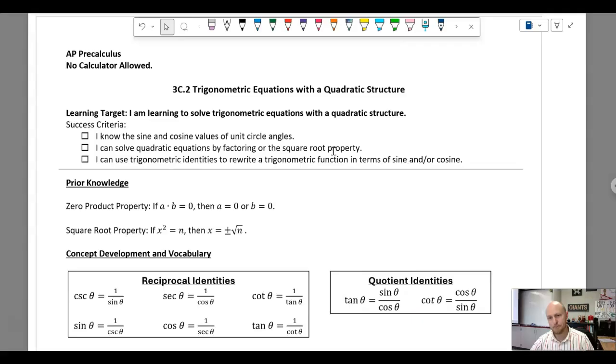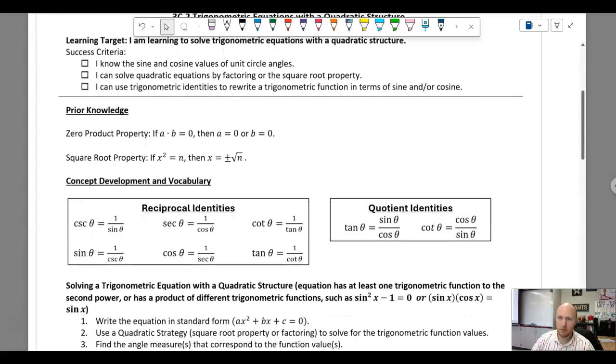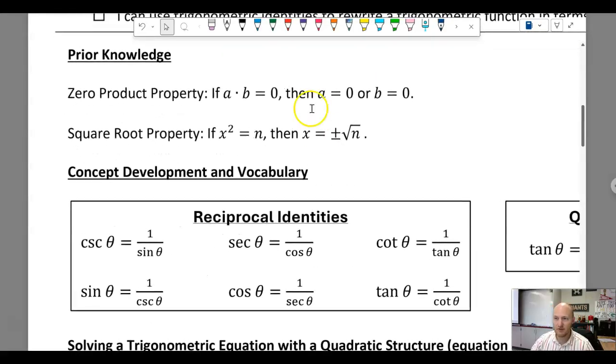Prior knowledge: make sure you remember that the zero product property says if you have two things multiplying equals 0, then A equals 0 or B equals 0. Mainly we're going to be using this when we break down a quadratic, something like ax plus k times bx plus c. If this equals 0, then I can set each of these equal to 0. And then the square root property: if you have a value squared equals a number, then when you take a square root, you get a plus and a minus option.